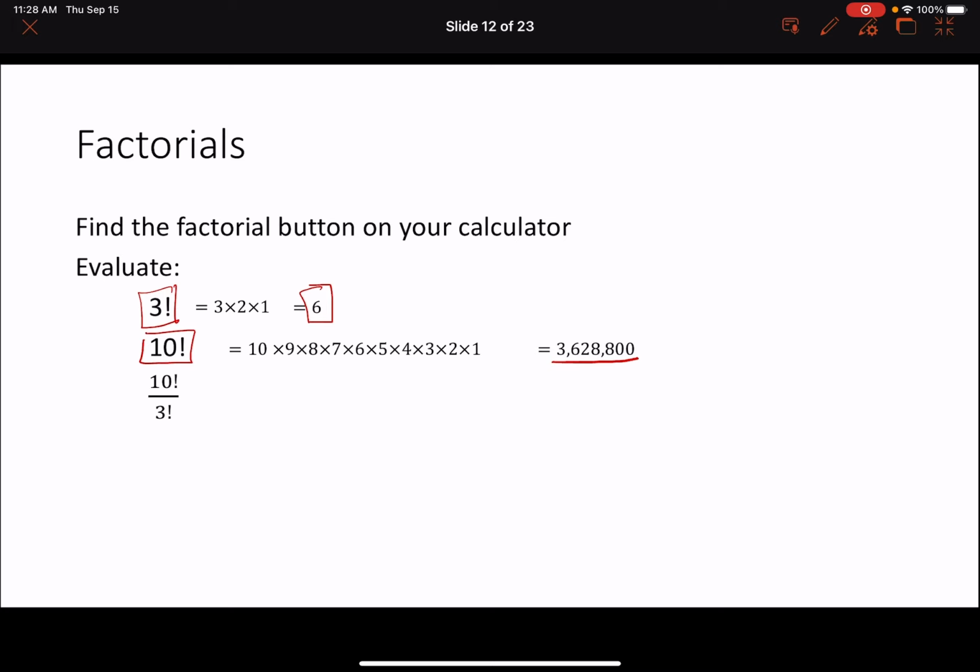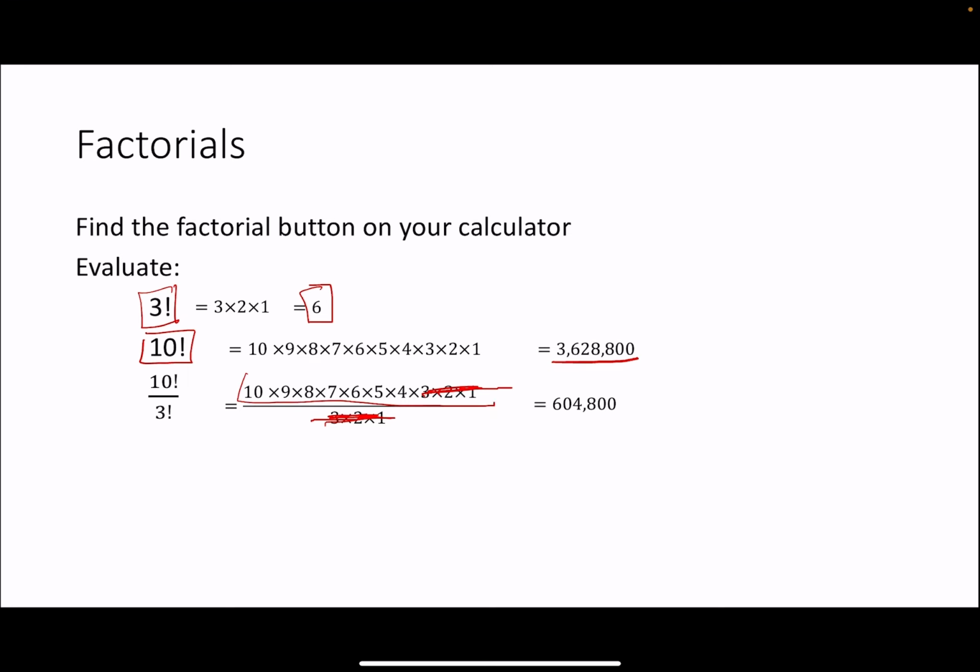And now enter into your calculator 10 factorial over 3 factorial. Now we can cross out this 3 times 2 times 1 because it's all multiplication and division. But you should get 604,800. Essentially, this is how you would write out 10 factorial: 10 all the way to 1, over 3 all the way to 1, and then you could cross out the common multiples or the common divisors.